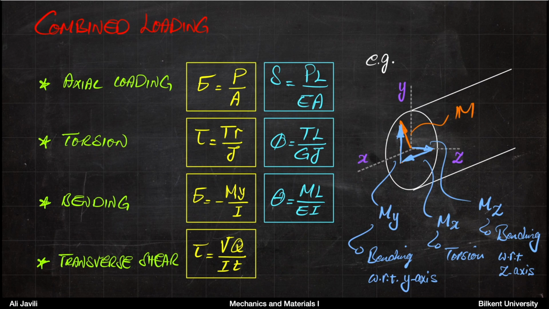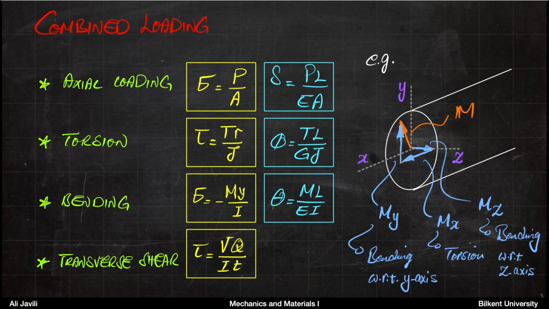Just to be clear why we are talking about combined loading, for instance, you can imagine if you have just a simple beam with circular cross-section and you apply a moment. It's a very simple problem. You just apply a moment, but that moment vector itself, it could have three components. It has a component with respect to the z-axis. It has a component in the y direction and in x direction.